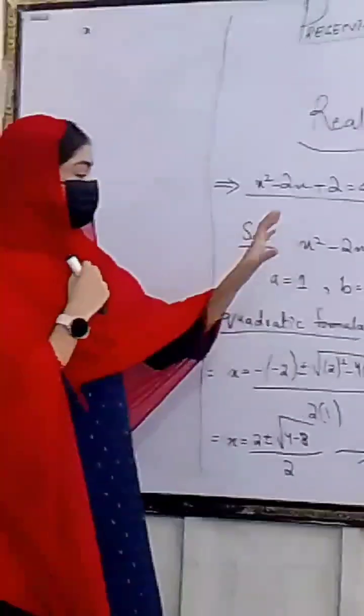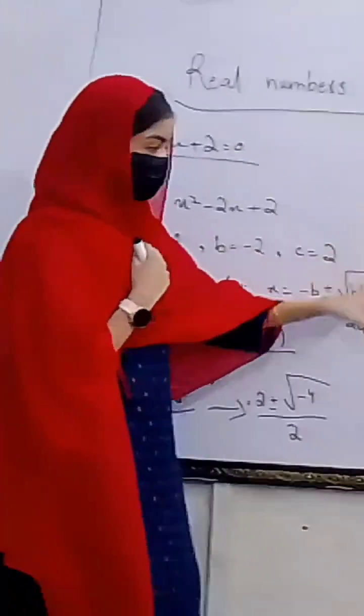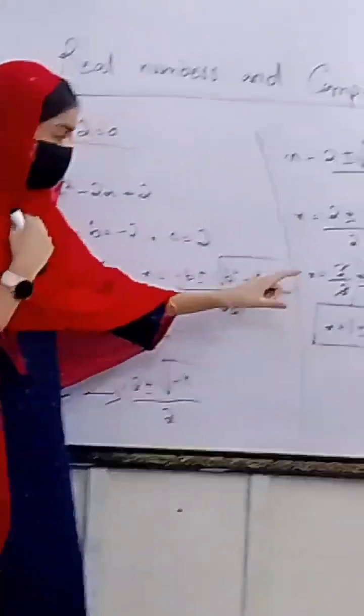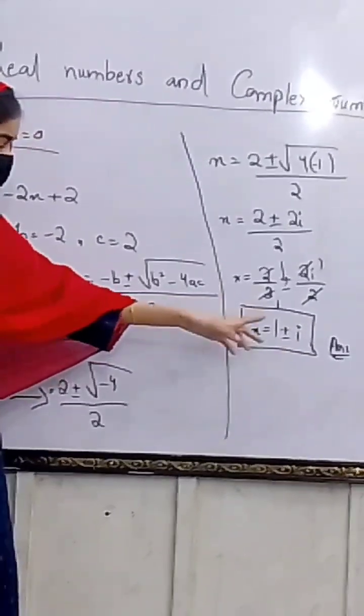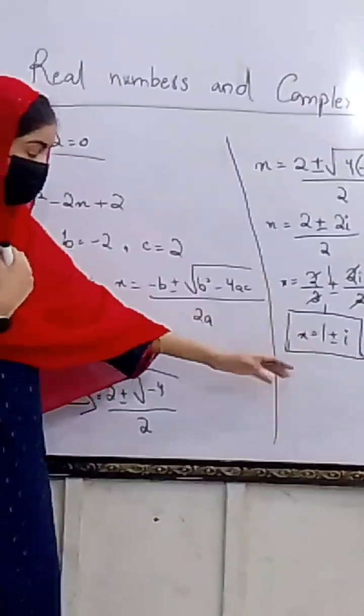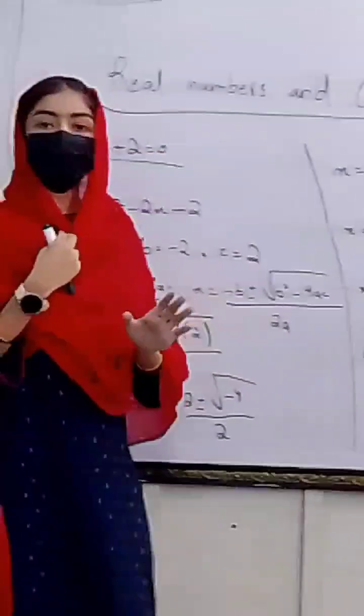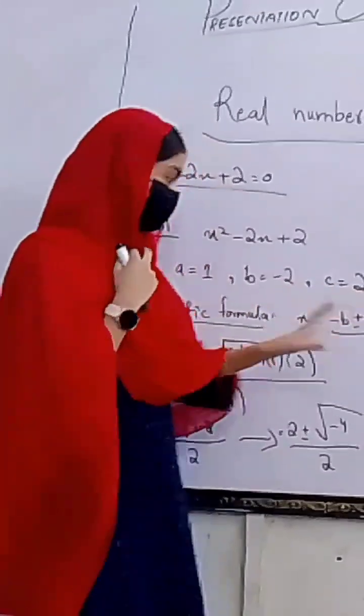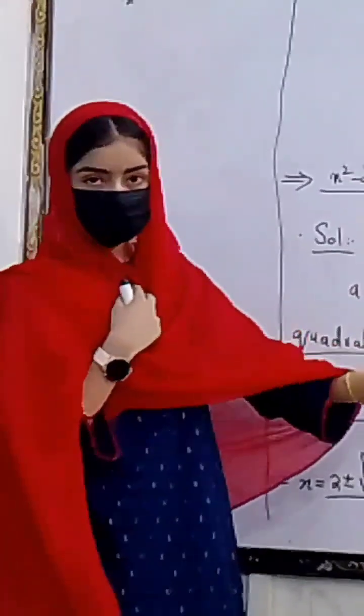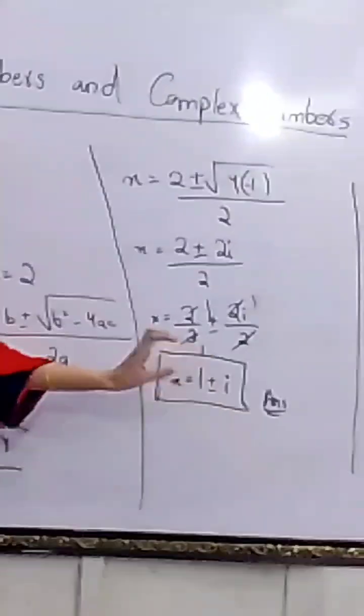By using this formula, the answer we have solved here is x equals 1 plus or minus iota, and this is a complex number. It is not real or purely imaginary. It is a complex number because there is a real part as well as an imaginary part.